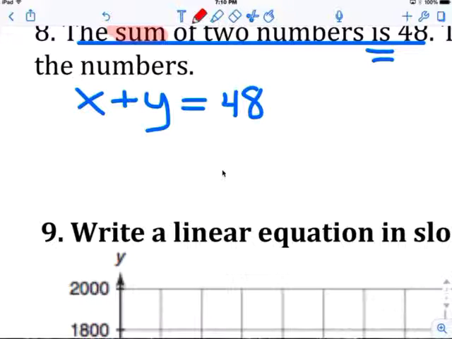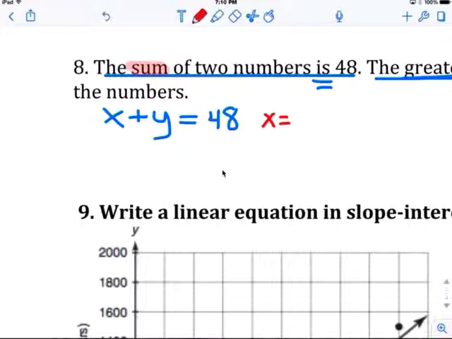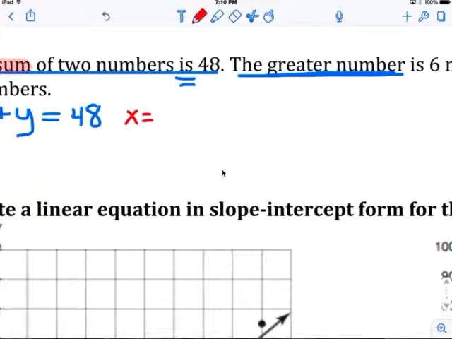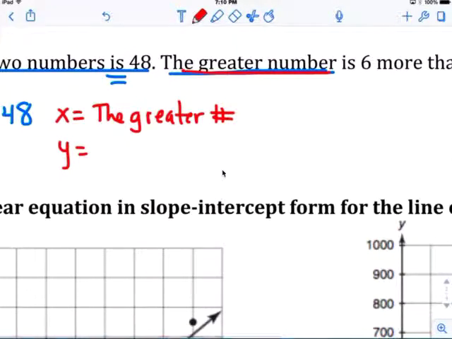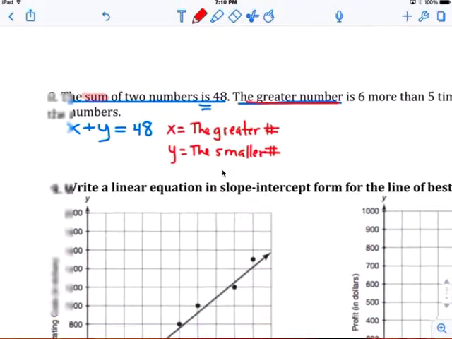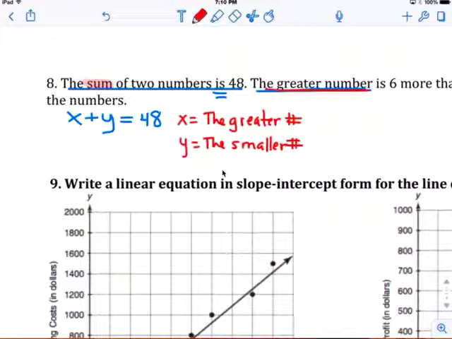So you have to define a variable. You always define a variable when you write a variable. X represents the greater number. Okay, and then y must represent the smaller number.